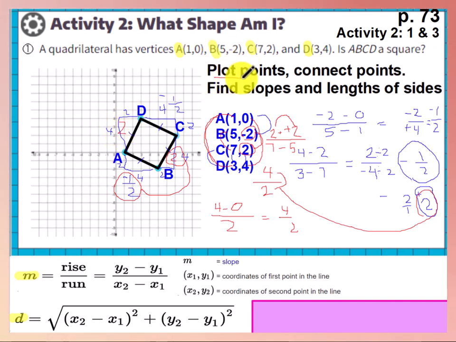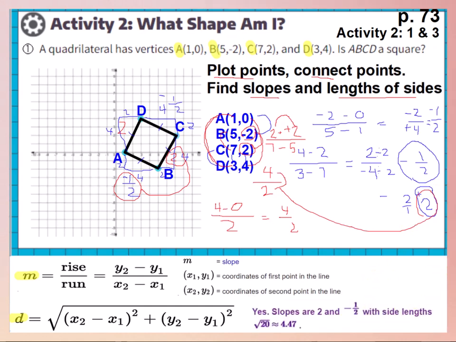So we plotted the points, we connected the points, we found the slopes, and we found the length of the sides. Now, the side lengths, did we find the side lengths? We didn't find the side lengths, we just talked through it because we have the same a squared and b squared. But a squared, let's go ahead and calculate that.